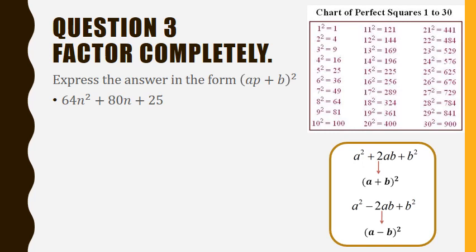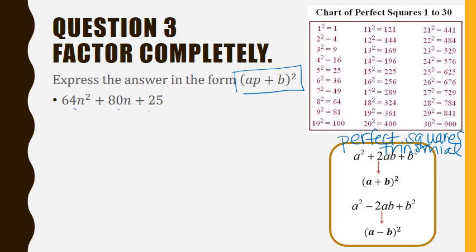So question number 3 asks us to factor completely, and it wants us to express our answer in the form (ap + b) all squared. So our answer is going to be in this form. All right, now notice here, I have a trinomial. I've got 3 terms, 1, 2, 3, so that's why we're using our perfect square trinomials formula here.